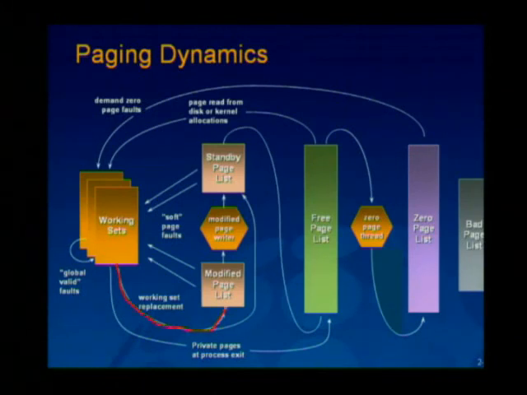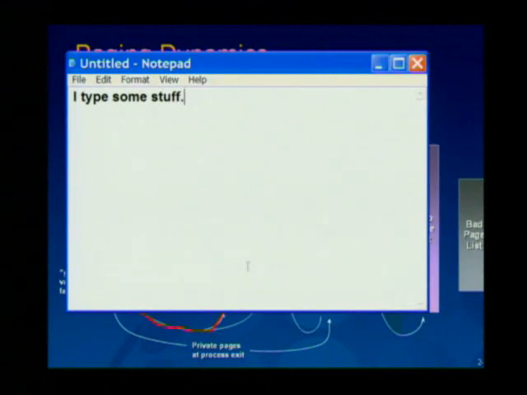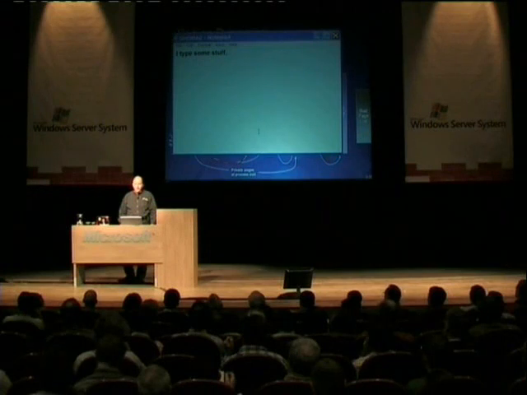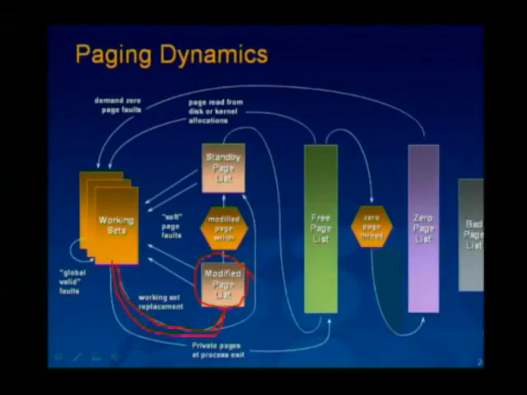If the page was modified, it goes to the modified list. Now, what do I mean by modified? The program modified the data in memory. Go back to Notepad. I type some stuff. There is a page of memory right now that has that text in it. It's been modified. So were I to minimize Notepad and run other stuff for the next 5 days, what would happen to the working set of Notepad? Down, down, down, down, down. So let's talk about where its working set would go. The private modified page that contained that text goes to the modified list.